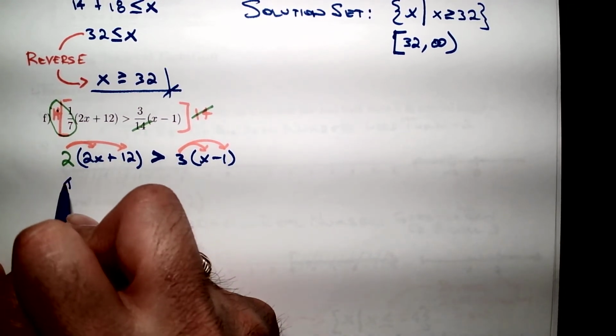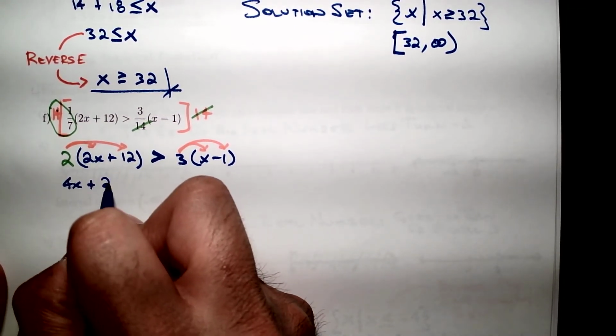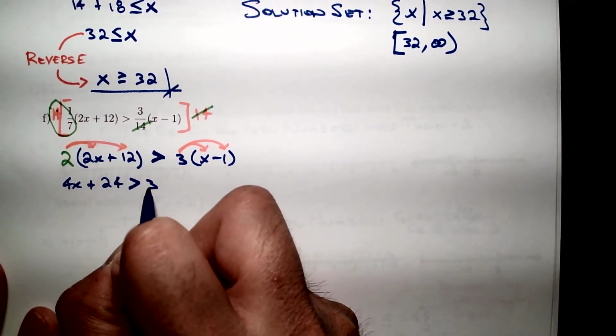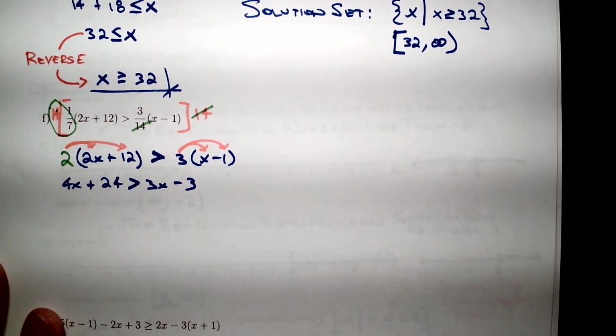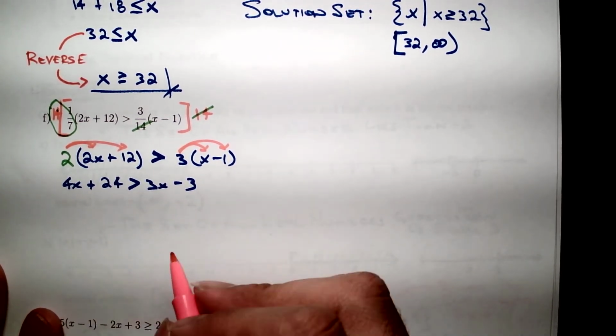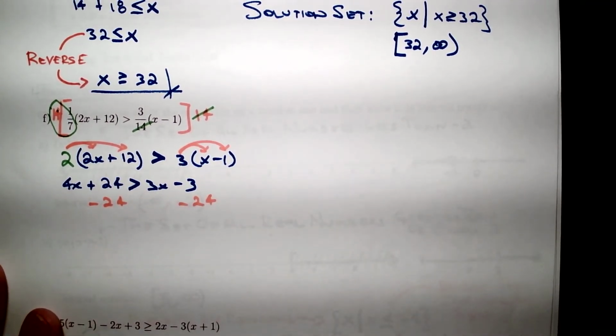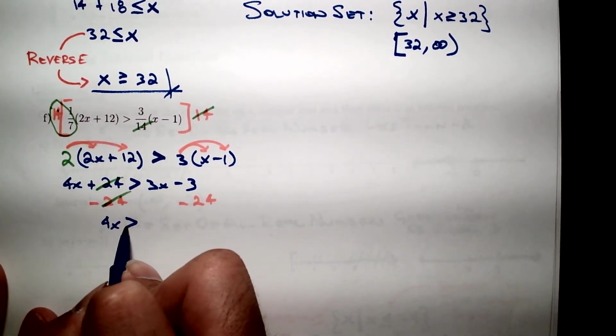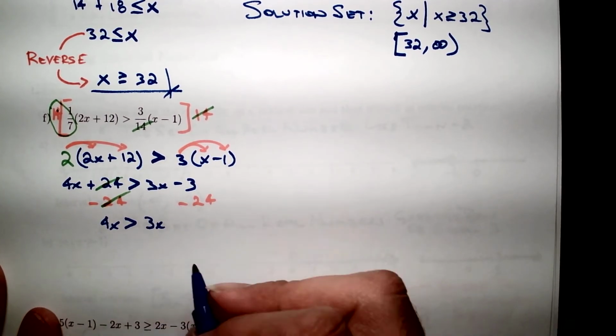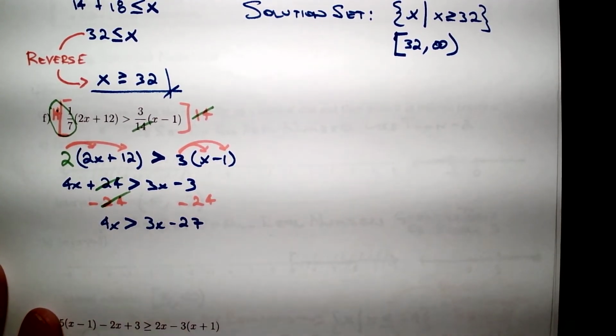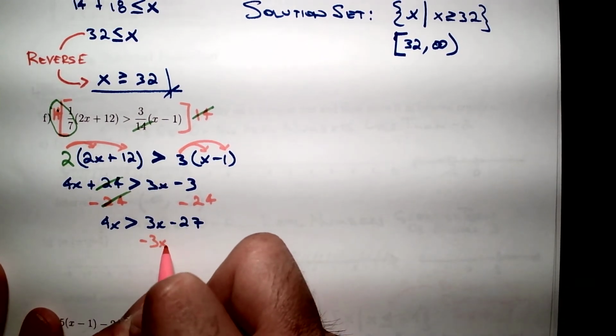And 4x plus 24 greater than 3x minus 3. And then from here, it's just moving terms around. I'm going to move the 24 to the right hand side by subtracting 24 from both sides. That's going to get this canceled. And negative 3 minus 24, that's negative 27. All right. And the next and final step here is to subtract 3x.